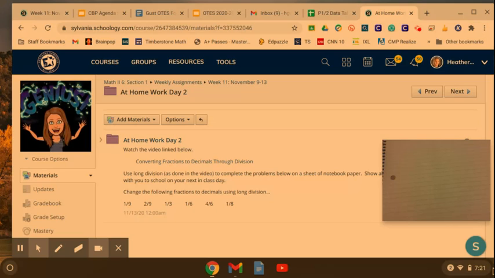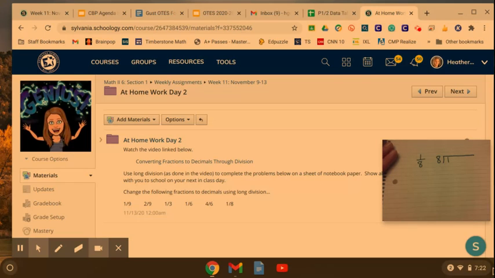I'm going to show you how to do 1/8, find the decimal for 1/8. So I'm looking at the fraction 1/8. If I want to rewrite that using long division, I'm going to put the 8 on the outside of the division bar. That's called the divisor. 1 goes underneath the division bar as the dividend.